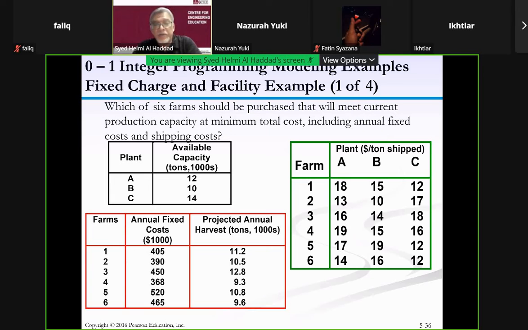The availability of plan A is 12,000 ton, and the same for B, 1A, 1B, 2B, 3B, and all that. It should be equal to 10 and so on. All right. What about which one is integer? Any integer here?